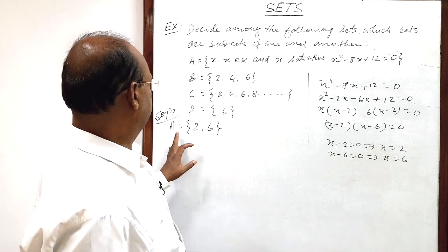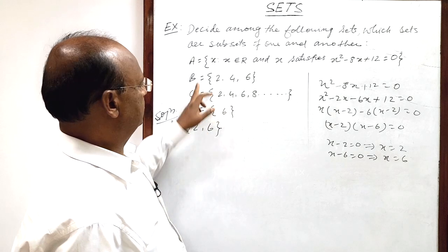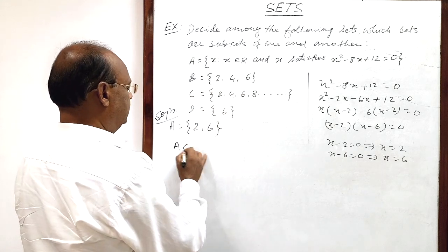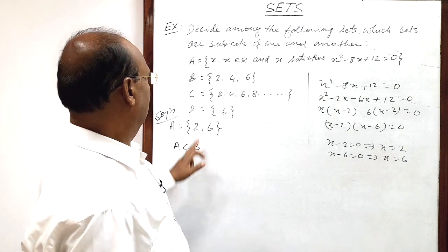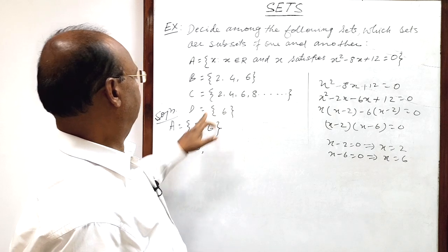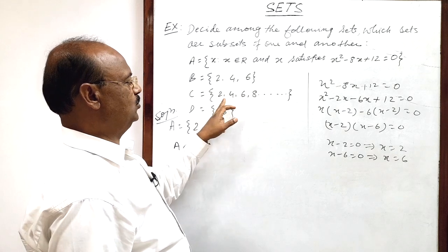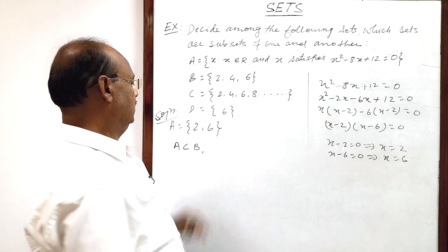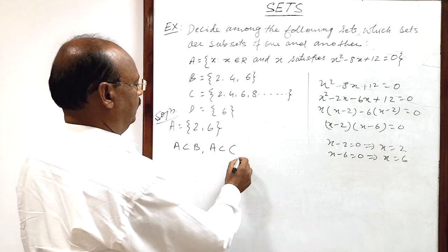So you see, set A consists of elements 2 and 6, set B has 2, 4 and 6. So definitely here A is a subset of set B, correct? Again A is a subset of set C also, because set C has elements 2, 4, 6, 8. So 2 and 6 are available in set C. So here A is a subset of set C.